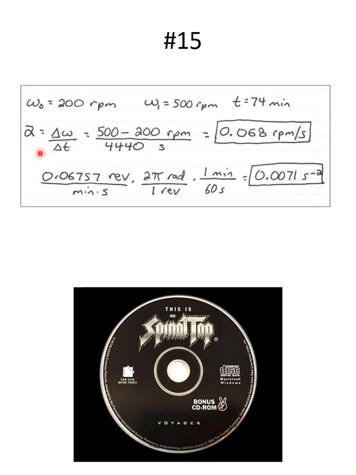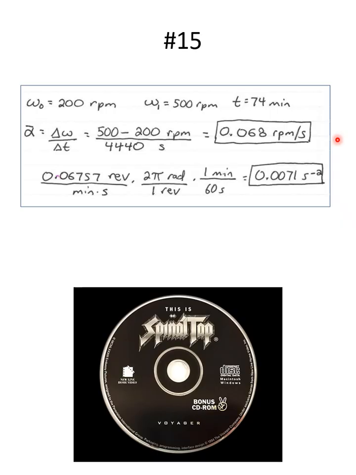So we'll say that the average angular acceleration is the change in omega over change in time. So 500 RPM minus 200 RPM, divided by 74 minutes, which is 4,440 seconds, and we get 0.068 RPM per second.